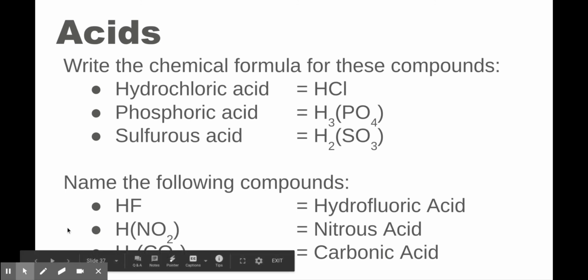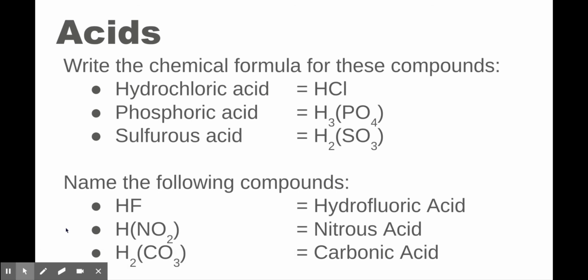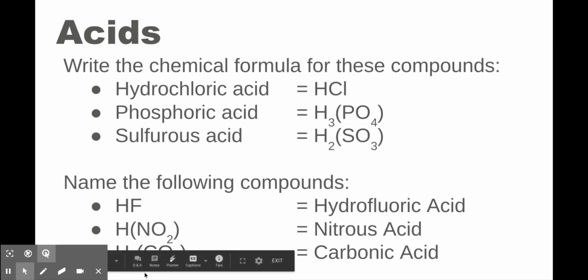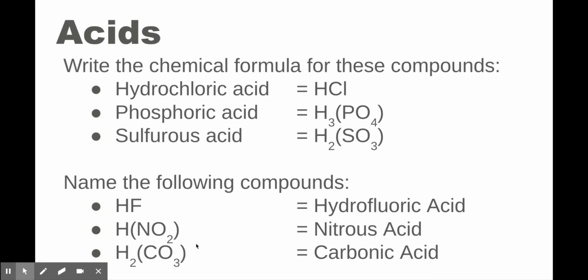HNO2, that's obviously an oxyacid. So you're going to have to find NO2 on your chart, find the name of it. It is nitrite. And since Sprite is delicious, you're going to change the ending of that to us, and it becomes nitrous acid. And then the last example, CO3 is carbonate. And since what I ate made me sick, you're going to have to change the ending of that to ic, and it becomes carbonic acid.